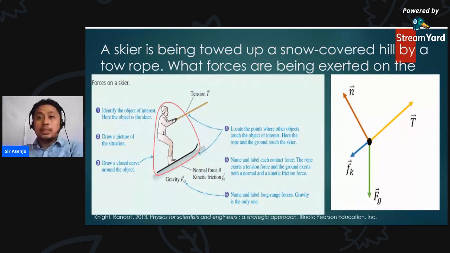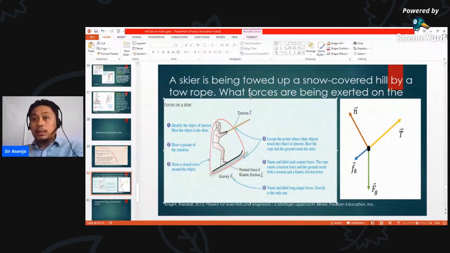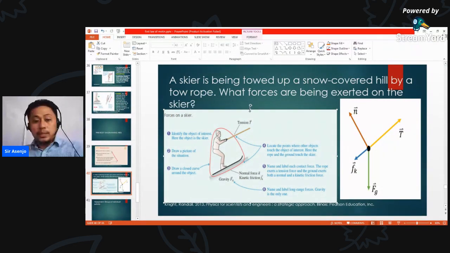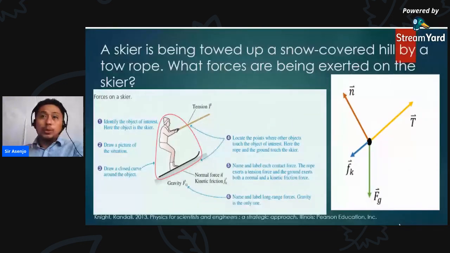This is the skier. What forces are being exerted on the skier? Let's try to edit this. It's very big. There you go. So what forces are being exerted on the skier?